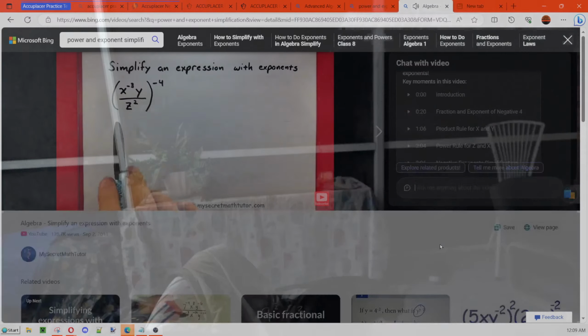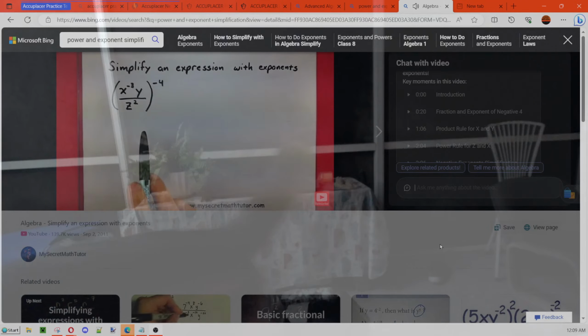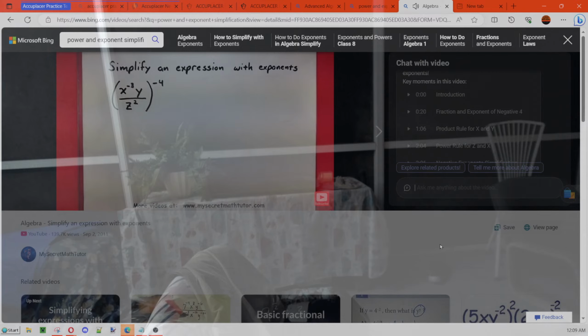In this example, we want to simplify an expression that contains a few exponents. Okay? So specifically, we're going to take a look at x to the negative 3 times y divided by z squared, and all of that is to the negative 4th power. So watch how I apply different rules for exponents to simplify this.